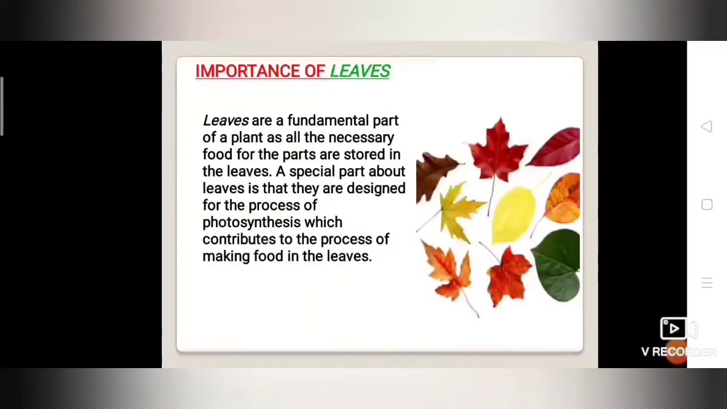Students, now I will explain to you the importance of leaves. Leaves are a fundamental part of a plant as all the necessary food for the parts is stored in the leaves. A special part about leaves is that they are designed for the process of photosynthesis, which contributes to the process of making food in the leaves.